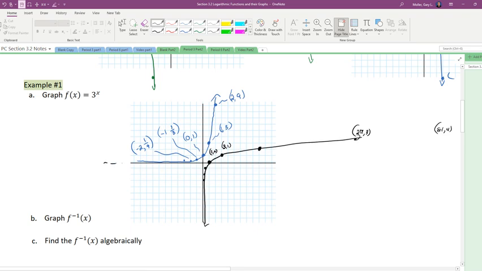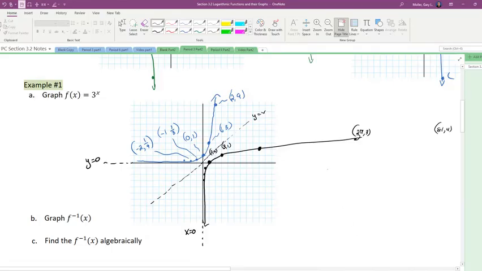I had a horizontal asymptote at y equals 0. Switching x and y, that became a vertical asymptote at x equals 0. And we can also see that it is a reflection across the line y equals x. This, of course, is the graph of a logarithm. What logarithm is it a graph of? Well, let's go ahead and do what part C says. Let's find the inverse algebraically.